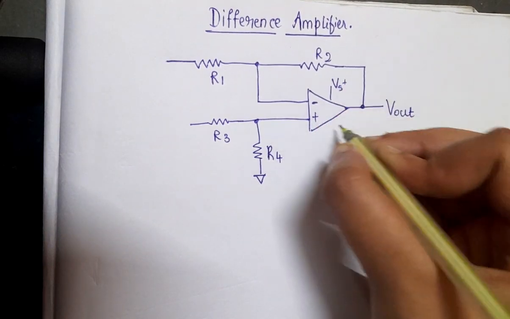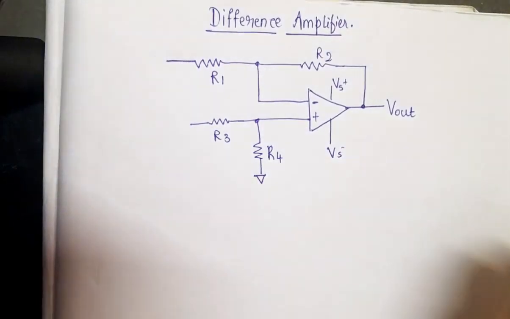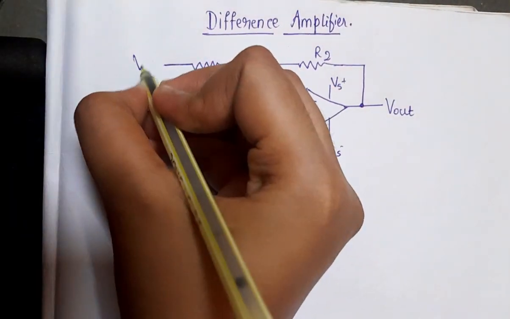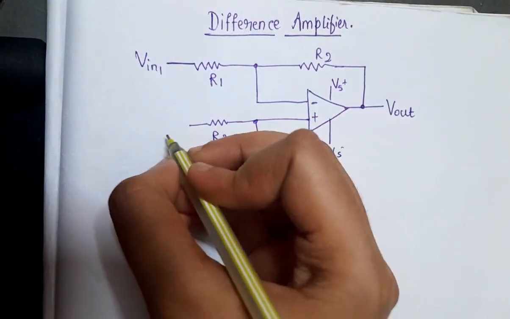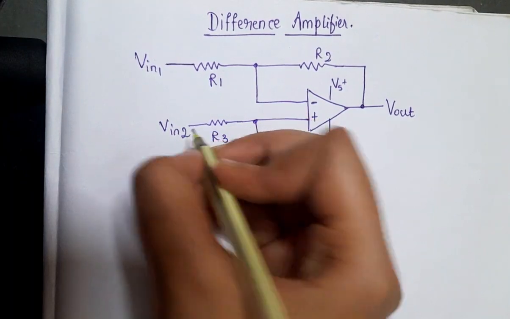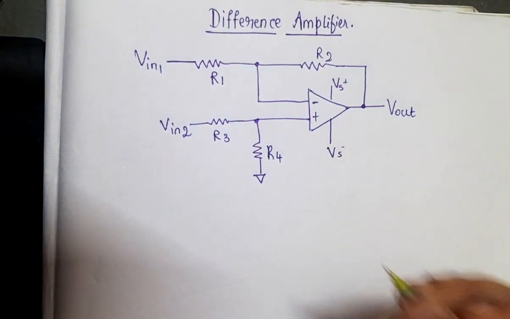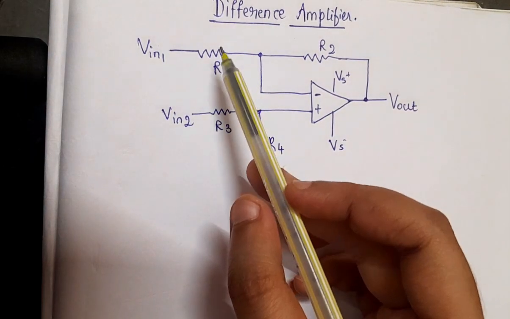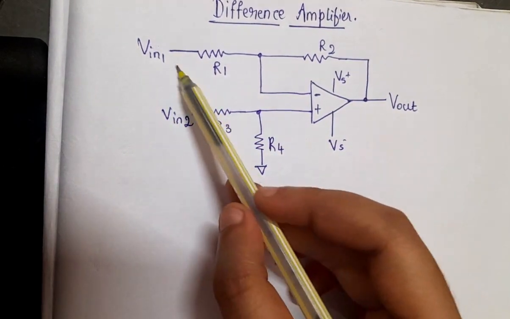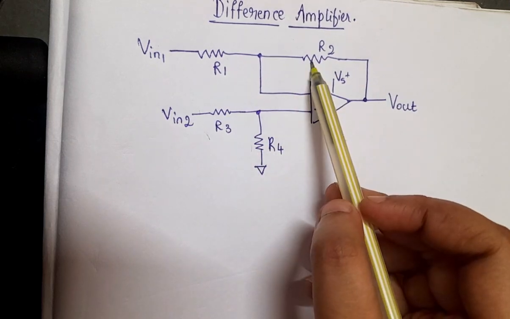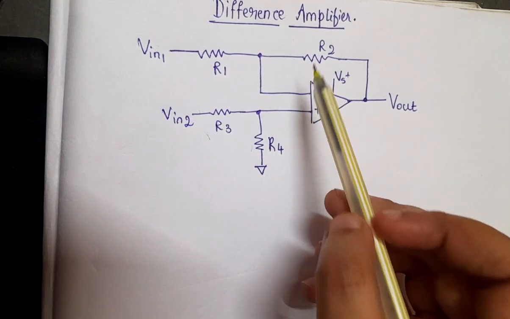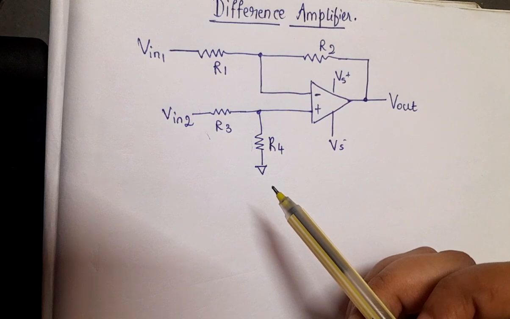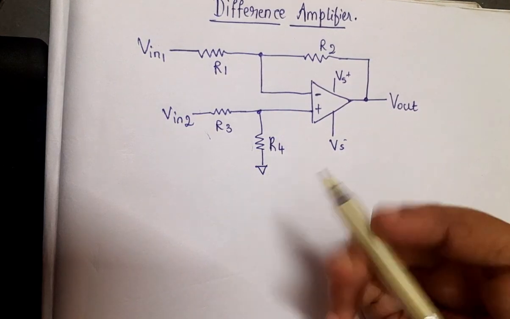and we are giving Vin1 and Vin2 as the input voltage for this difference amplifier circuit. This is the complete circuit of the difference amplifier. The output Vout depends on the function, I can say it's a function of input voltages as well as the resistance value which we are giving to these resistors.